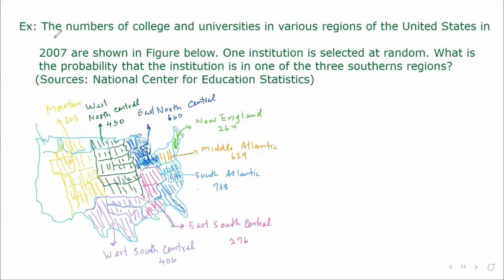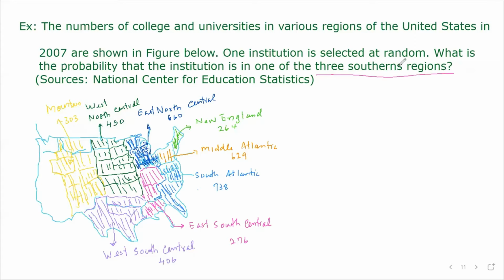Okay, now this example: the numbers of colleges and universities in various regions of the United States in 2007 are shown in the figure below here. One institution is selected at random. What is the probability that the institution is in one of the 3 southern regions? They need this one.